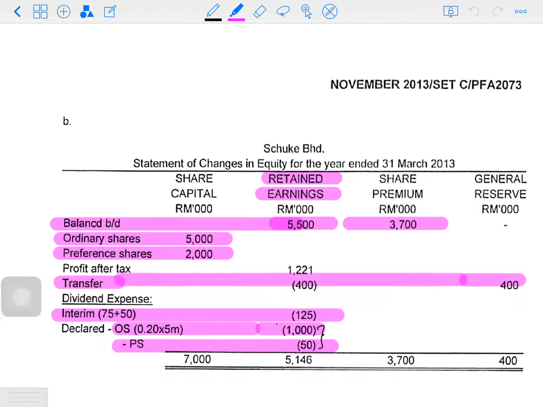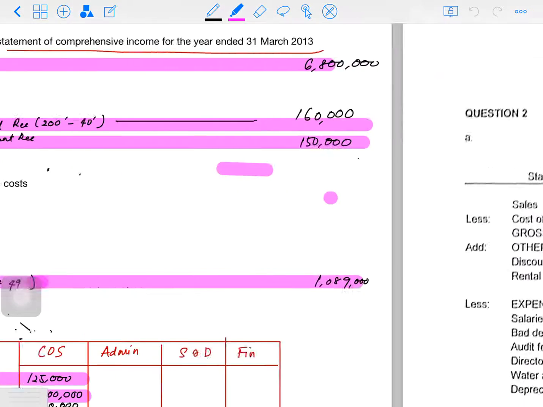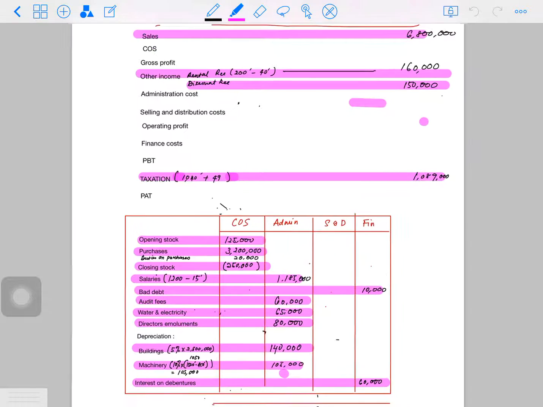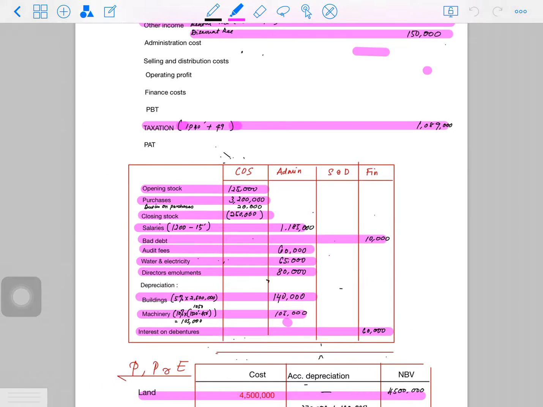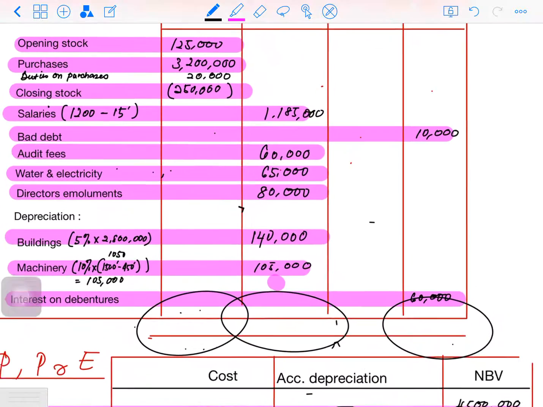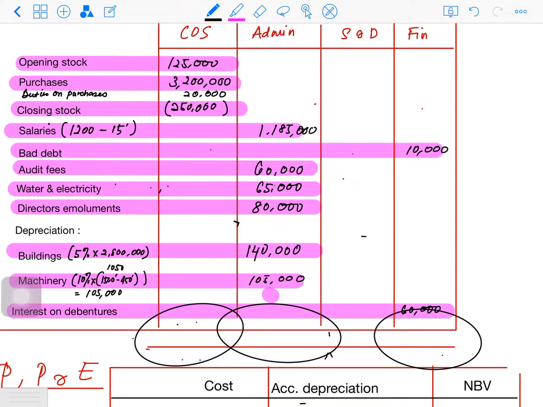Okay, so you finish this, you have to look at the next one, which is your comprehensive income. Okay, one by one. So to finish the comprehensive income, you have to calculate all the expenses that we have here, here, and here. Okay, expenses.